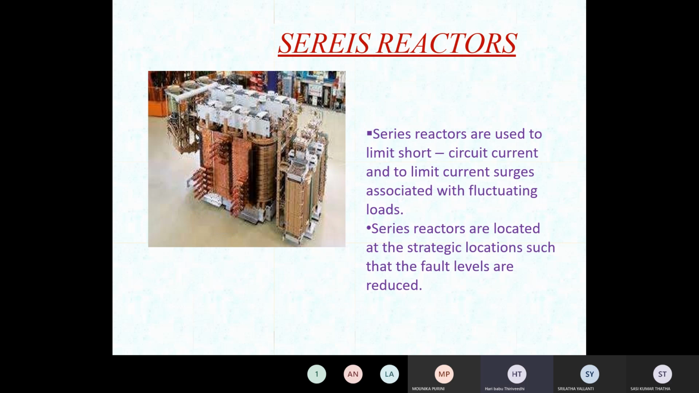Series reactors. Generally series reactors limit the short circuit current, and also limit the current surges depending upon the load fluctuations. The series reactors are installed where the fault levels are very low.